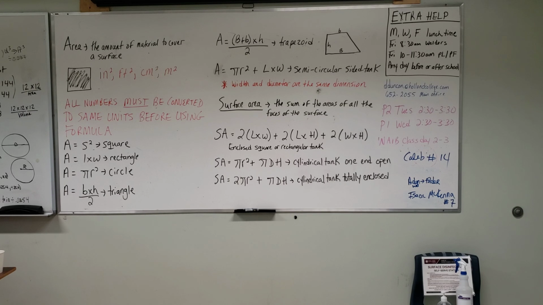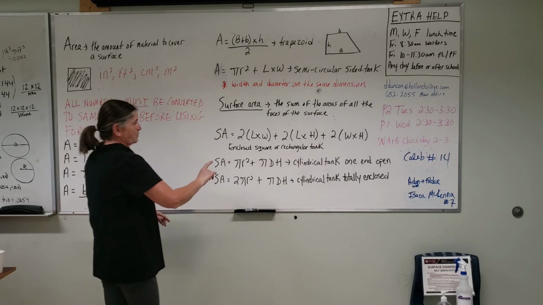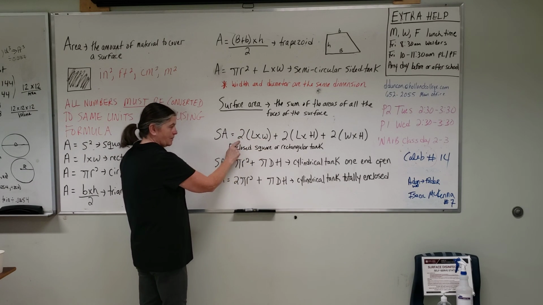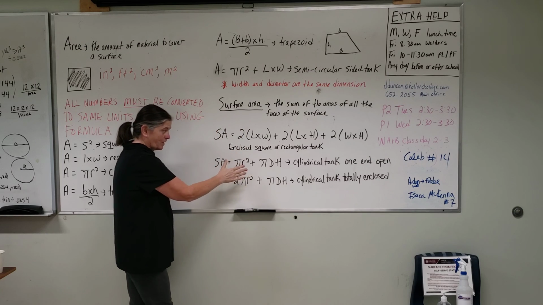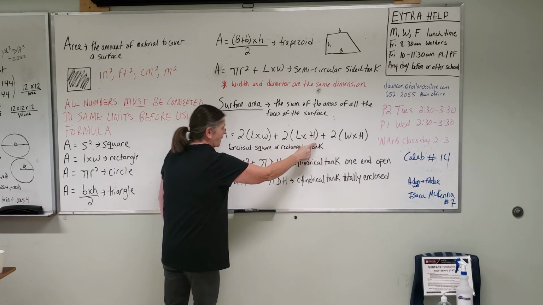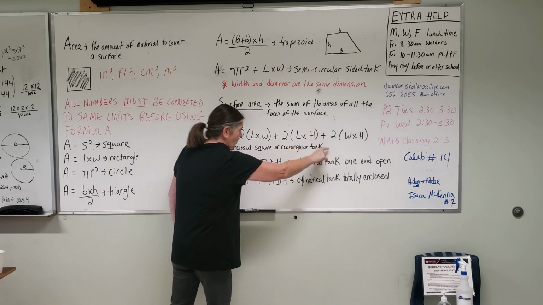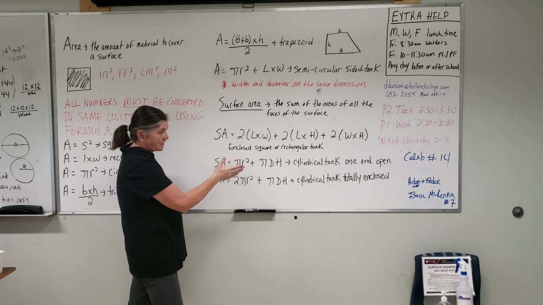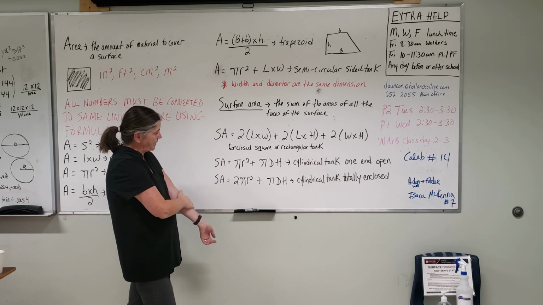The first one here, surface area of an enclosed square or rectangular tank. But I want everyone to remember when we're doing this, these parentheses, you always do length times width, and then times it by 2. Then you would write that number down. Then you would do length times height and times it by 2, and then width times height and times it by 2. Okay? Next one, a cylindrical tank with one end open.